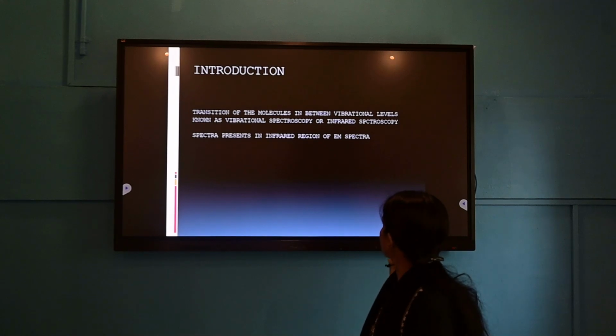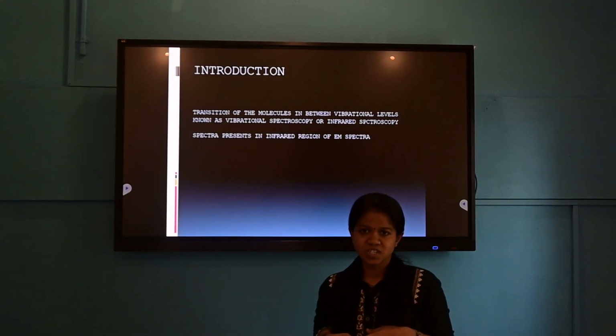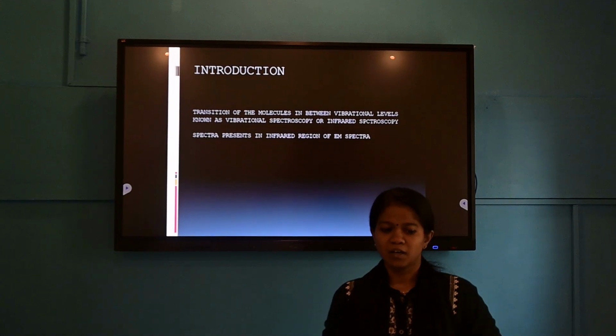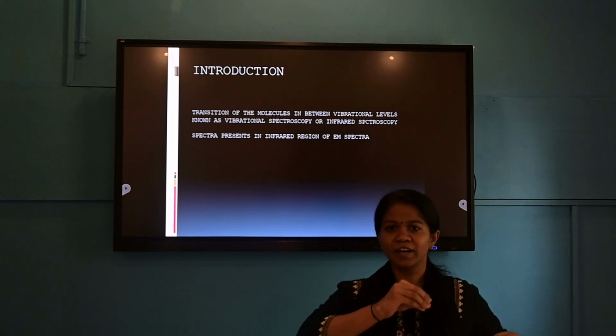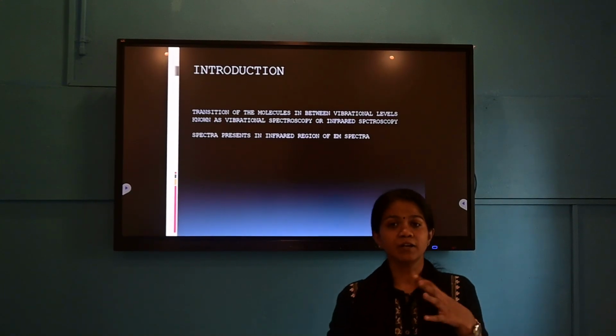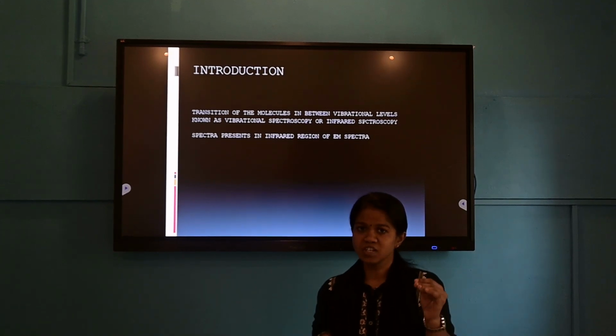Infrared spectroscopy is also called vibrational spectroscopy because the transition of the molecule is from one vibrational energy level to another vibrational energy level. That is why it is also called vibrational spectroscopy.